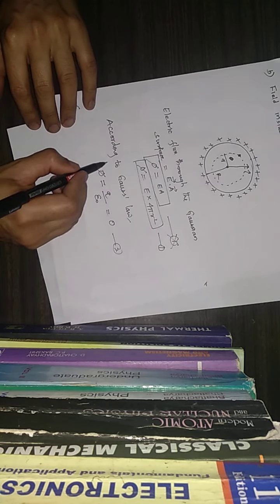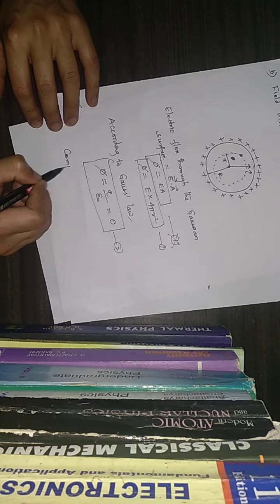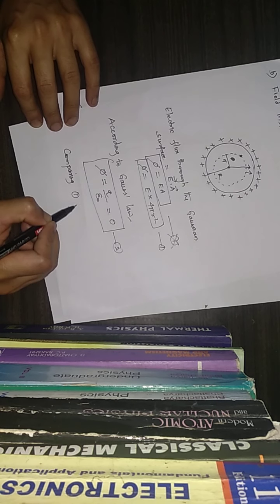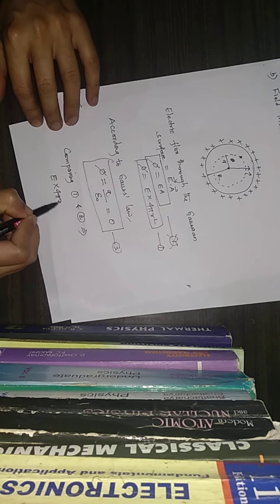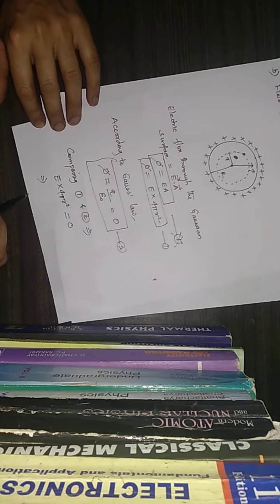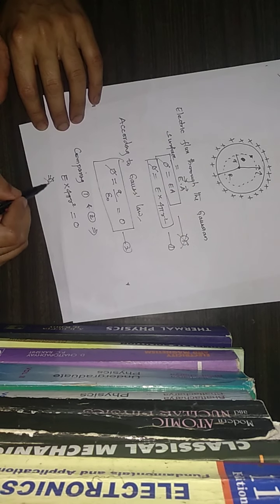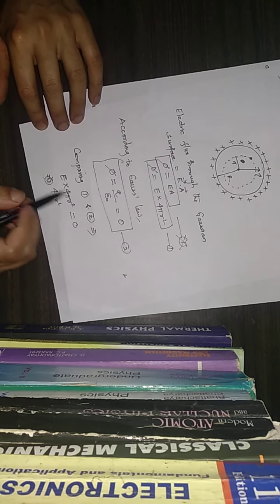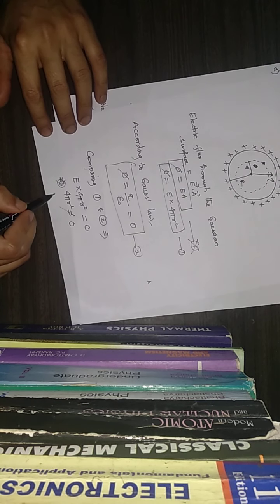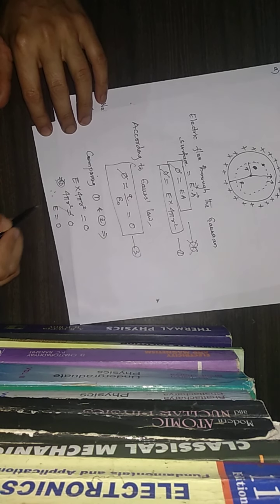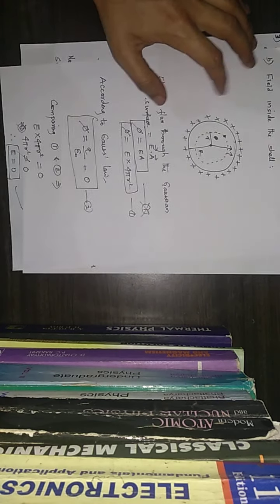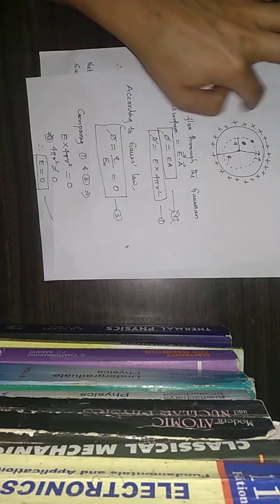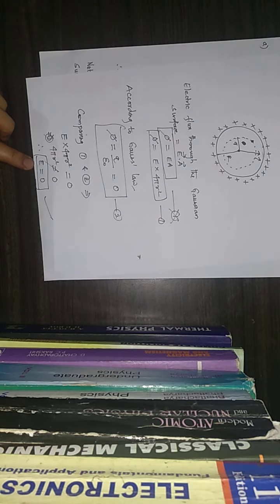So compare 1 and 2 again. Comparing 1 and 2, what we'll get is E into 4 pi r squared will be equal to 0. That means, since 4 pi r squared, the area of the Gaussian surface, cannot be 0, E will be equal to 0. So this is the value of the electric field inside the thin spherical shell. At any point inside the thin spherical shell, the value of the electric field will be 0.